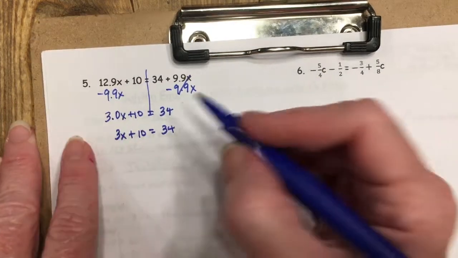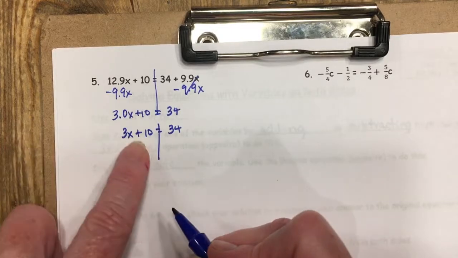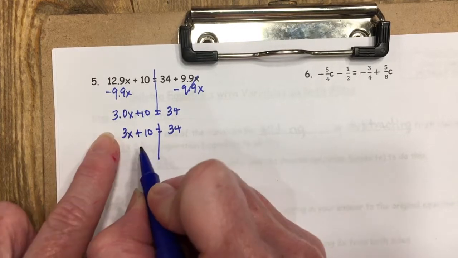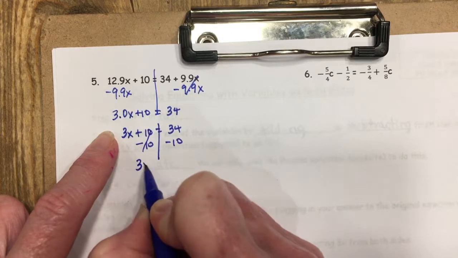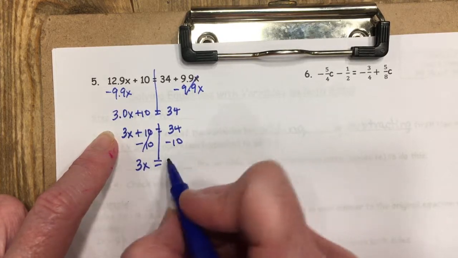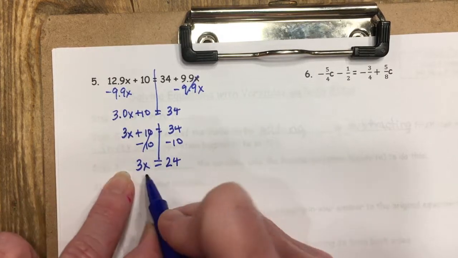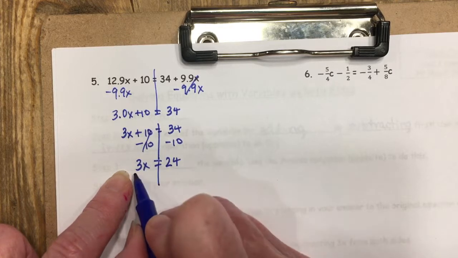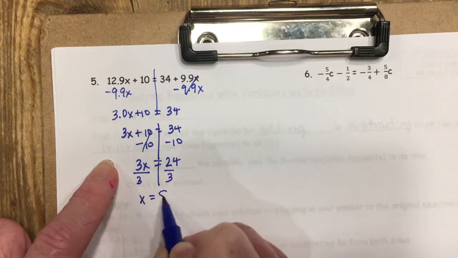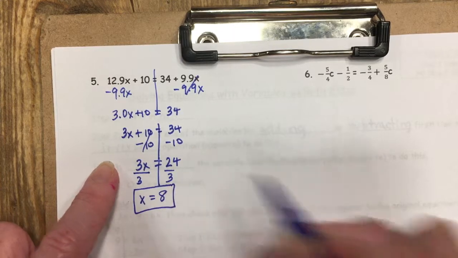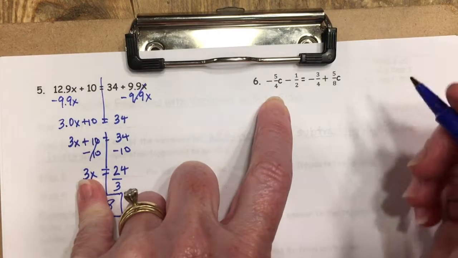All right, this is a regular equation. Cut it in half. Get rid of adding and subtracting first, so I'm going to subtract the 10. These go away. So this side is 3x, and 34 minus 10 is 24. And then go ahead and solve it again. I'm going to get rid of multiplying by dividing. X equals 8.